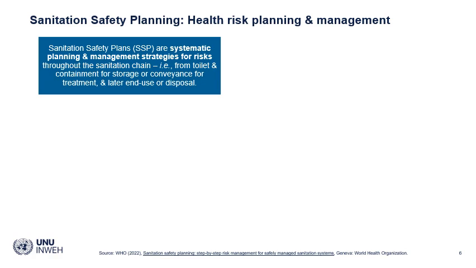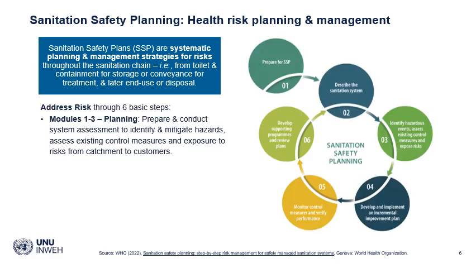Sanitation safety plans address risk through 6 basic steps. Modules 1 to 3 focus on the planning aspects, in which we prepare and conduct system assessment to identify and mitigate hazards, assess existing control measures and exposure to risk from catchments to consumers.